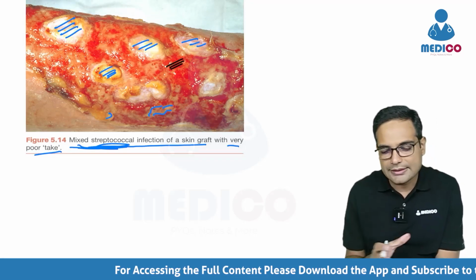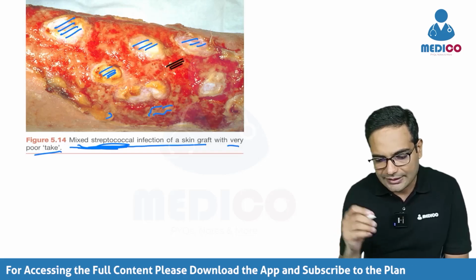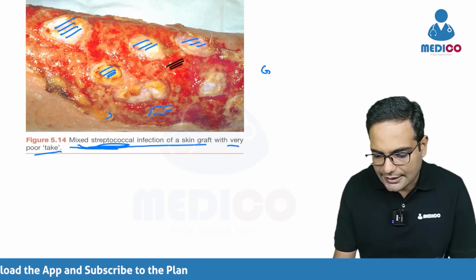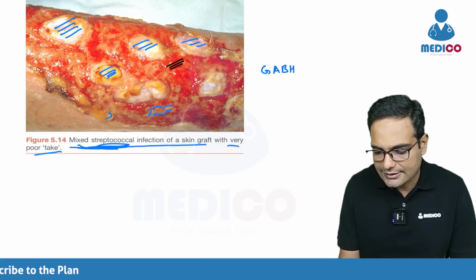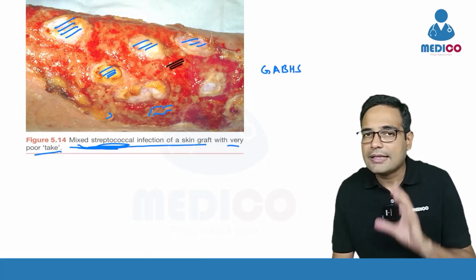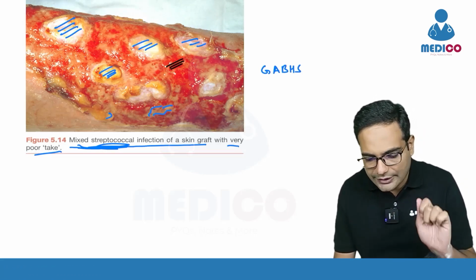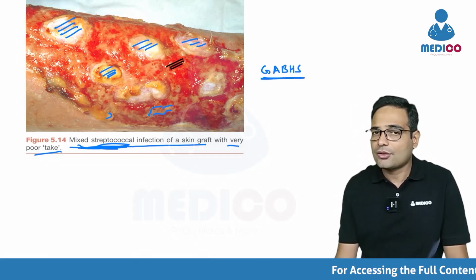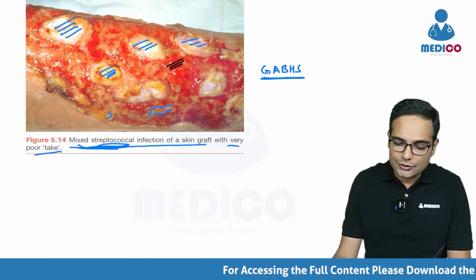Now, what is important is that before you do any split thickness skin grafting, you have to take a culture, right? And group A beta hemolytic streptococcus is a contraindication for doing a split skin graft. So whenever you take a swab, and if you find group A beta hemolytic streptococcus, that means it is a contraindication and you should not do a skin graft.